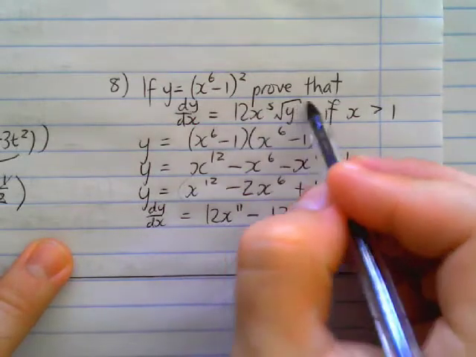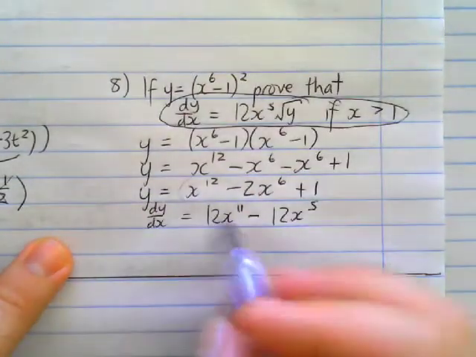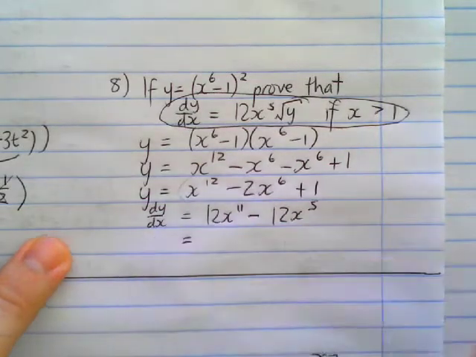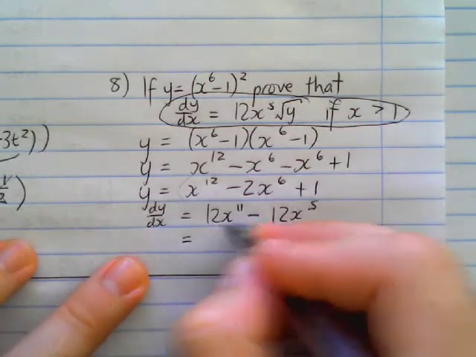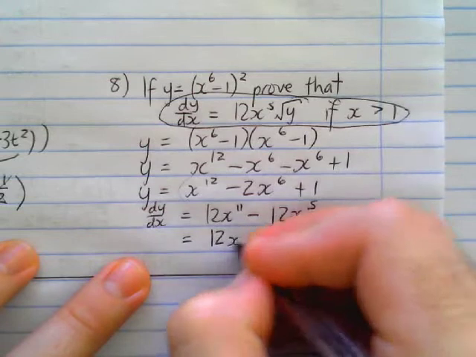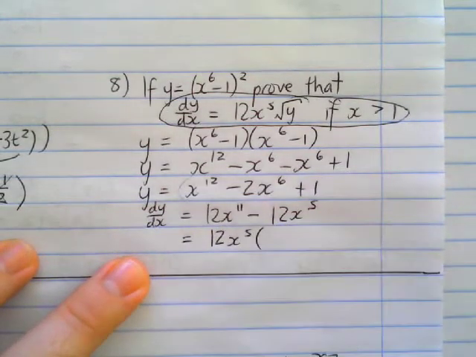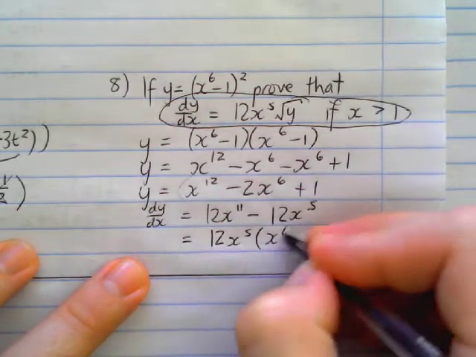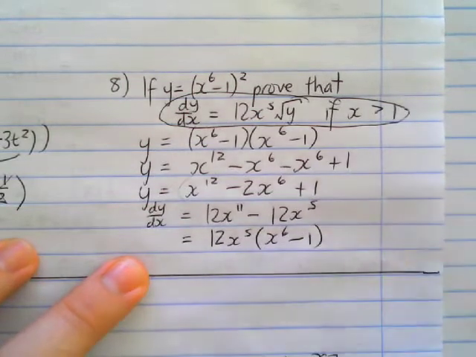At this stage, let's keep our eye on what we want our answer to end up looking like. So what would we do? We could take out a highest common factor at this stage. So what is common between these two terms? 12 is common, and x to the power 5 is common. What is left then if I've taken out an x to the 5? X to the 6 is left, and I've taken out this whole thing, so minus 1.